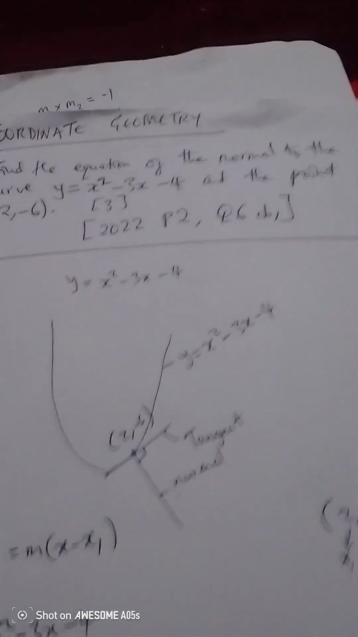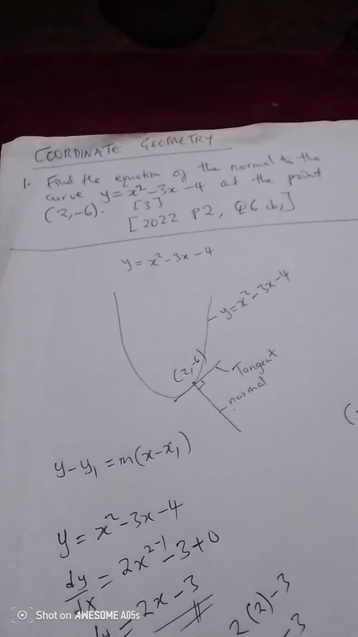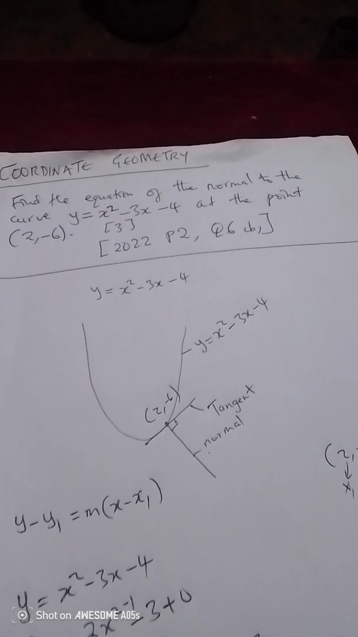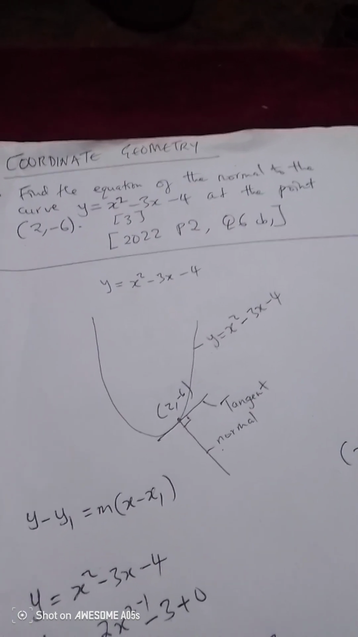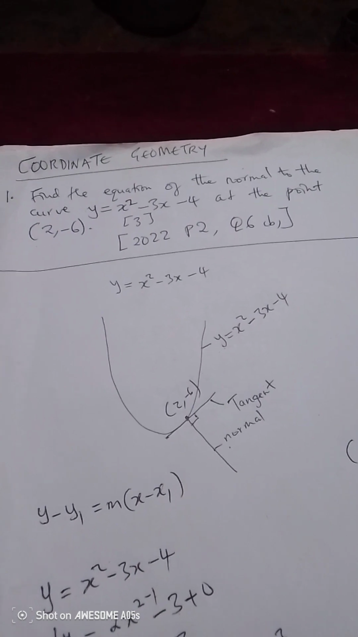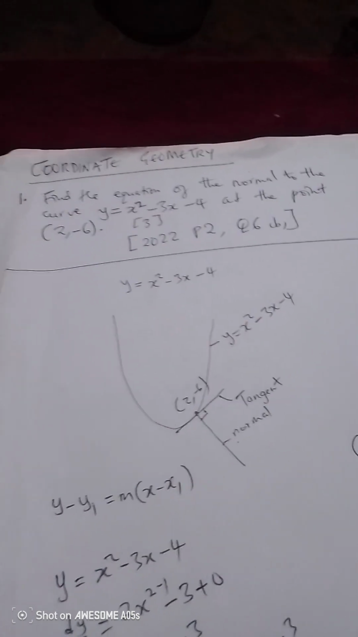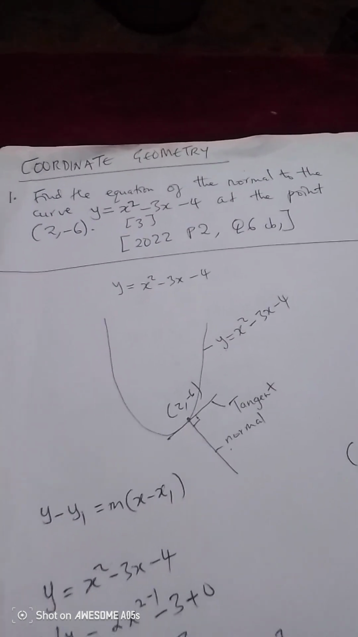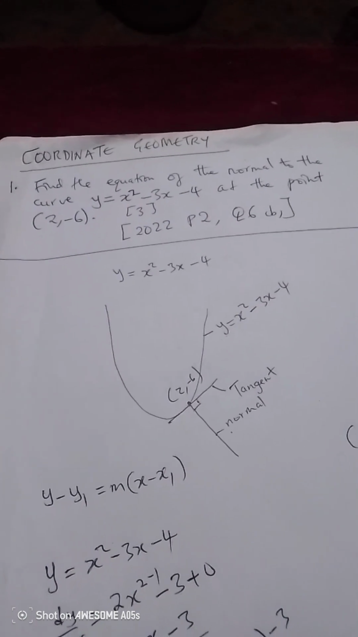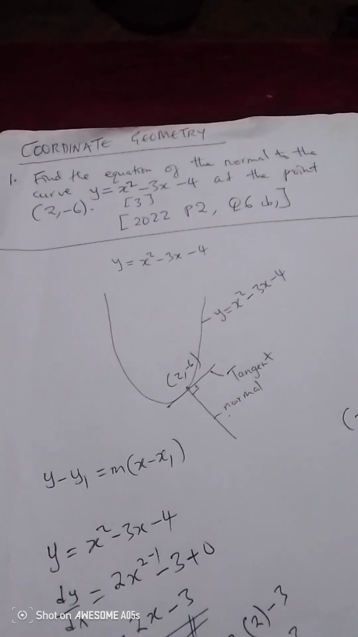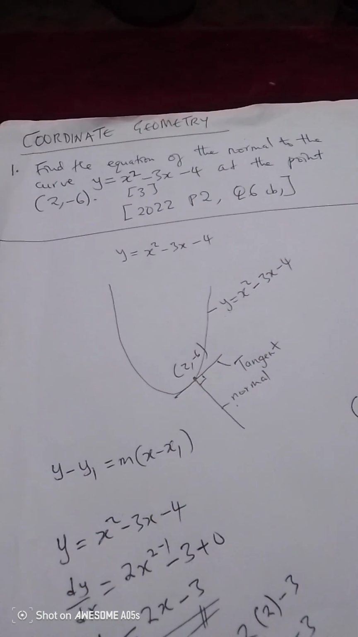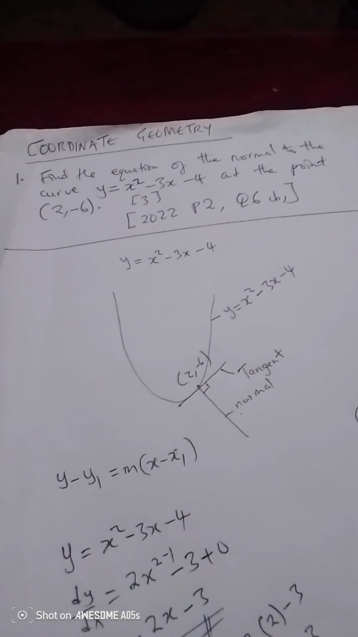So I'll just go through once more. We had this question, which is saying, find the equation of the normal to the curve y equals x squared minus 3x minus 4 at the point 2, negative 6. So this question carried 3 marks from the 2022 paper. What I'm trying to say is that when we have been asked to find the equation of the normal, we should bear in mind that the normal is simply a straight line, and it is always perpendicular to the tangent. So every curve has got a tangent.